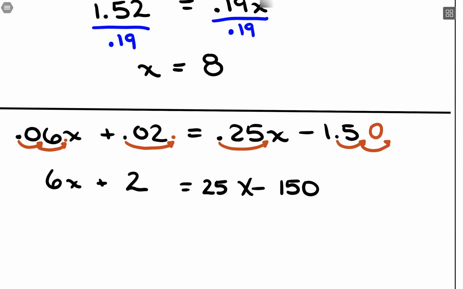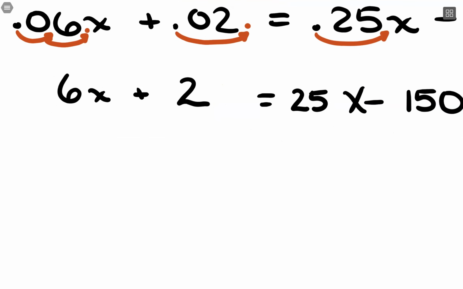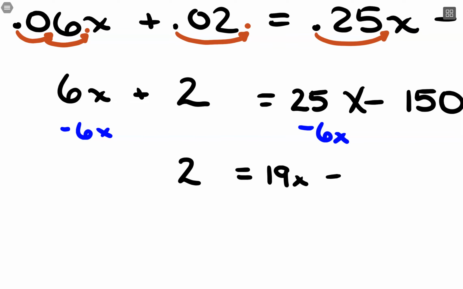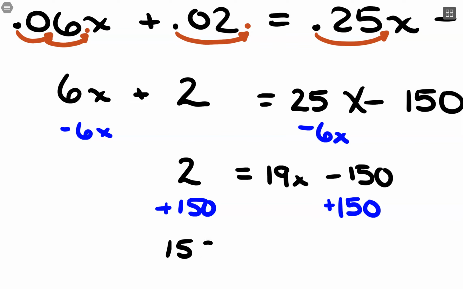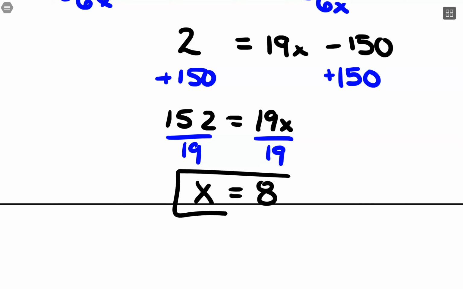And now we have something with numbers that are a little bit easier to work with without a calculator, though you might still need a calculator for support. But the idea being we would subtract 6x from both sides of the equation. So then we would just have 2 equals 19x minus 150. Then we could add 150 to both sides, so that it's 152 equals 19x. Divide both sides by 19, and we get x equals 8 for our solution.